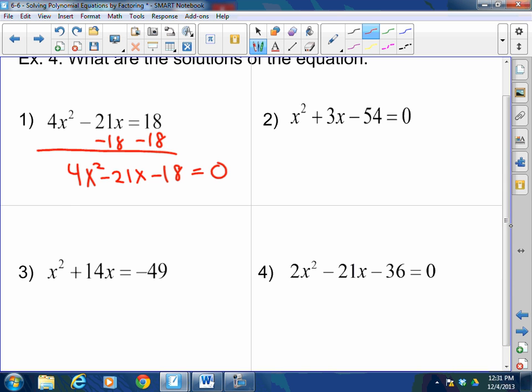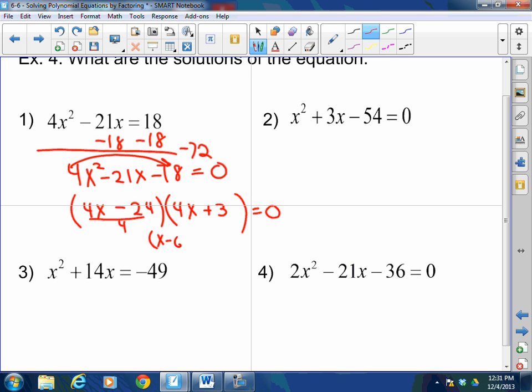Cubic method. Let's do this because I can't factor a GCF out. So 4 times 18, negative 72. What times what is negative 72, but added together is negative 21? Excellent. Negative 24 and positive 3. Artificial factor of 4 here. So I got x minus 6 times 4x plus 3 equals 0.